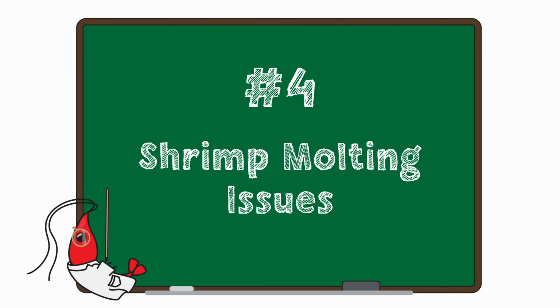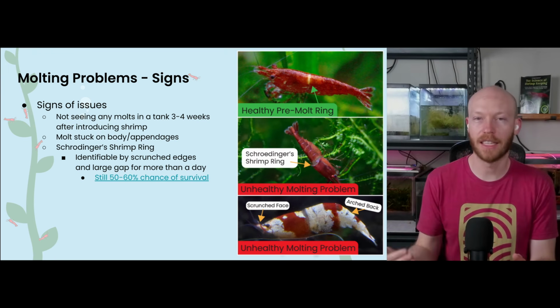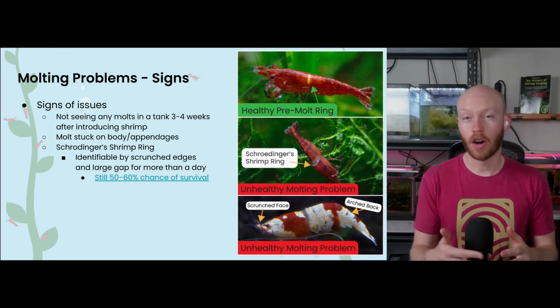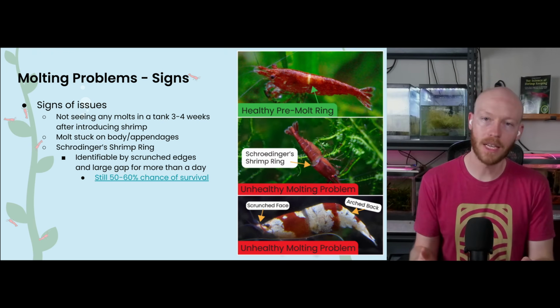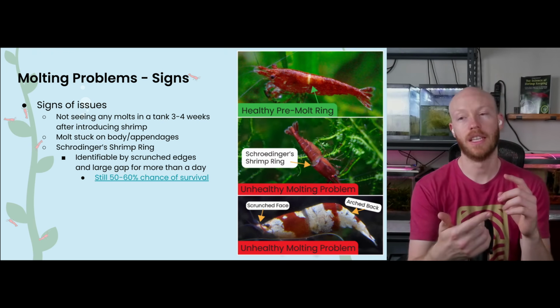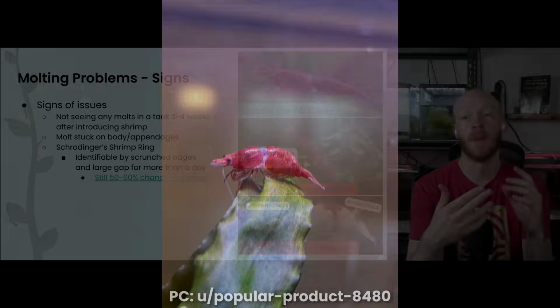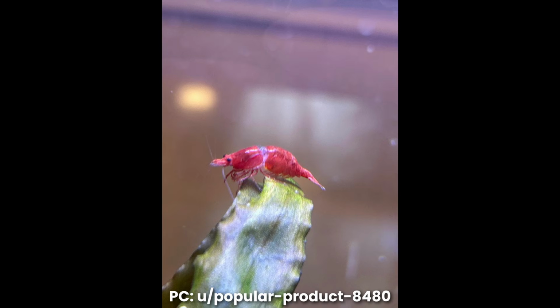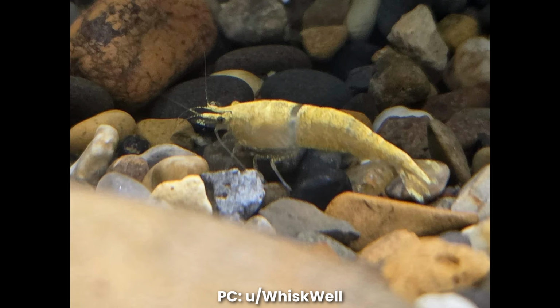Moving on, here are various signs of molting issues. When you first get shrimp, there's a higher likelihood potentially of molting issues. If you aren't seeing any kind of shells that are left around, especially after 3 to 4 weeks, if you also are starting to see the other signs, like a molt that's stuck on a shrimp's body, and what we call Schrodinger's shrimp ring, which is this large ring that appears on the middle of a shrimp.